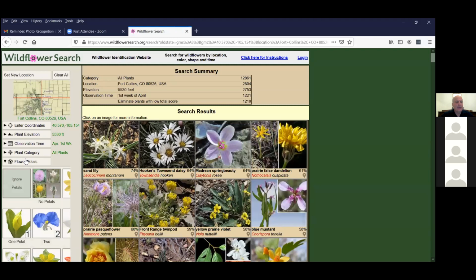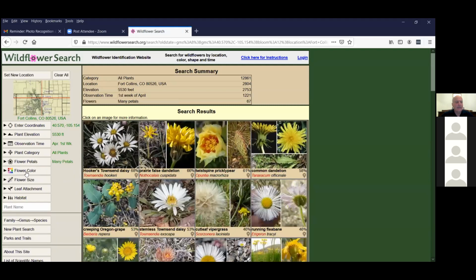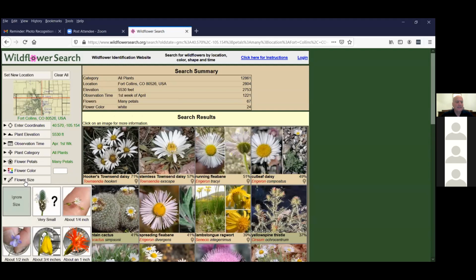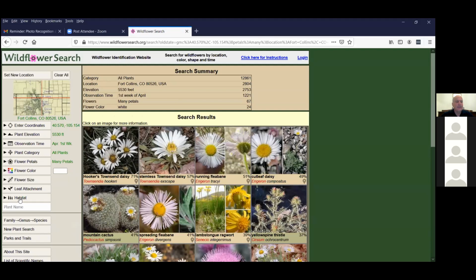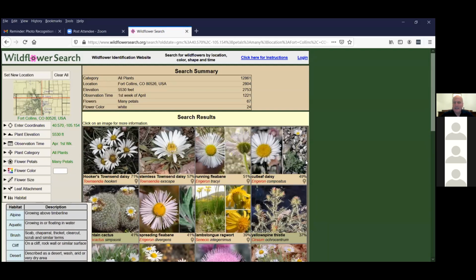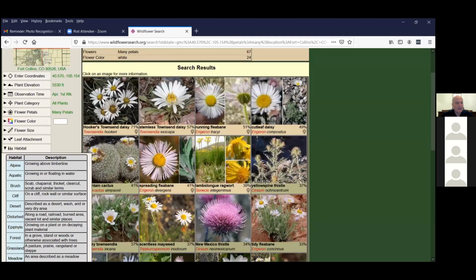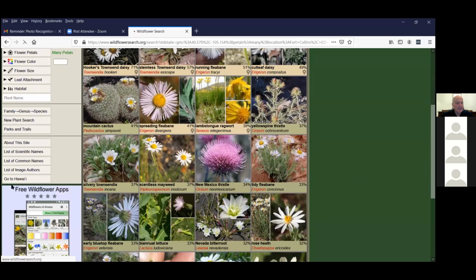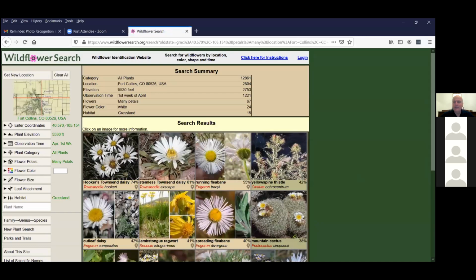We can say that the flower petals are many, because we can say that the flower color is white. The flower size, I don't know, because it's very small, I don't know how they would do it. So I'm just going to ignore the size because I don't know the answer. And habitat, let's just say grassland. And now it has reduced the list down to 15.